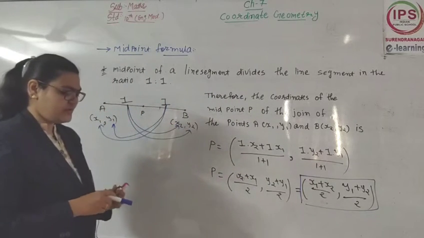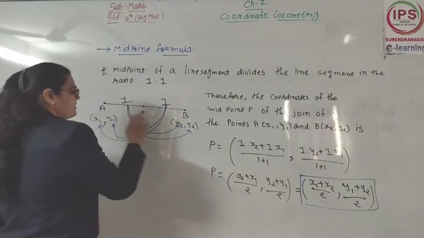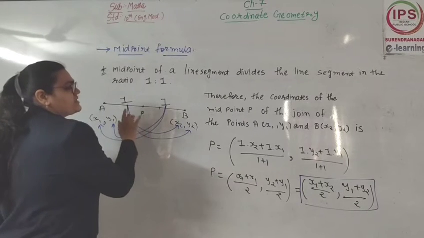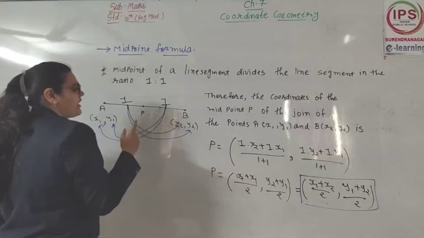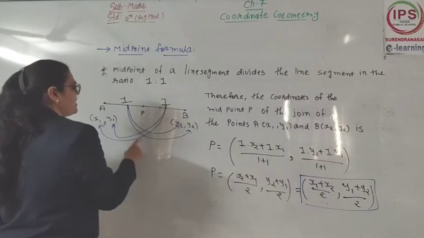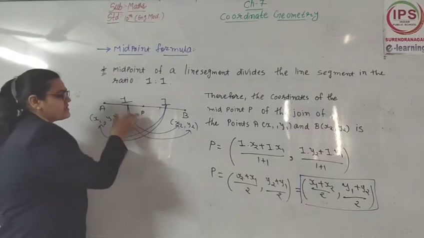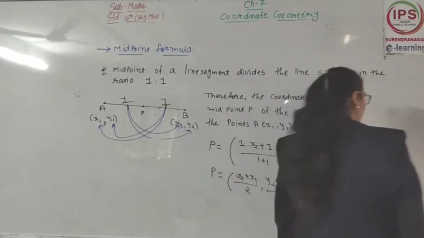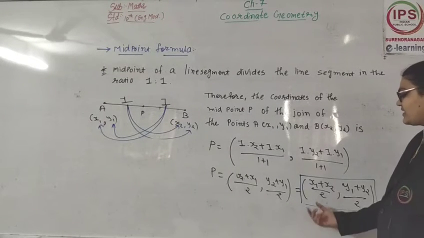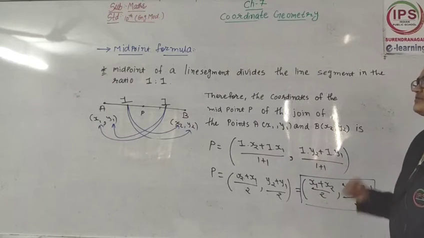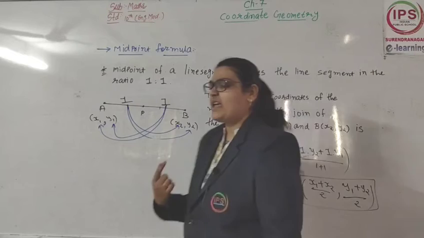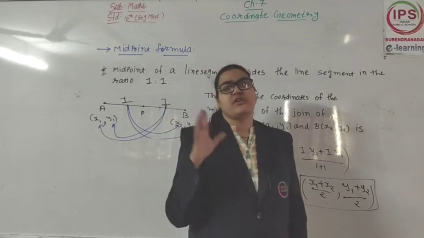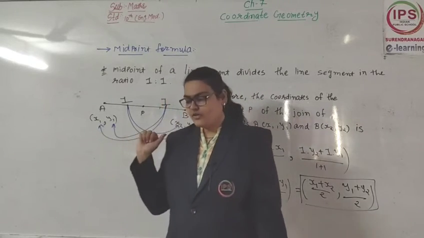We use this midpoint formula when line segment AB is divided by one point P that is the midpoint of AB. When the point divides line segment AB in 1:1, it means both parts are equal. At that time we can say that it is the midpoint, and we can find the coordinates of that midpoint by this formula, known as the midpoint formula. What is the midpoint formula? x1 plus x2 divided by 2 comma y1 plus y2 divided by 2. This is the midpoint formula. First of all, note it down in your class workbook.